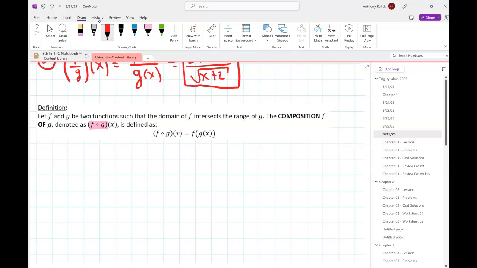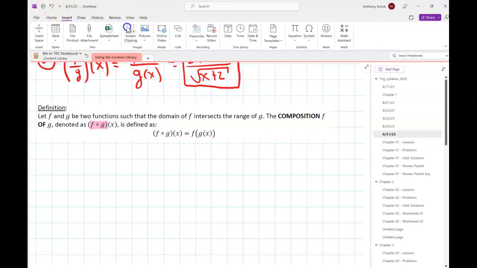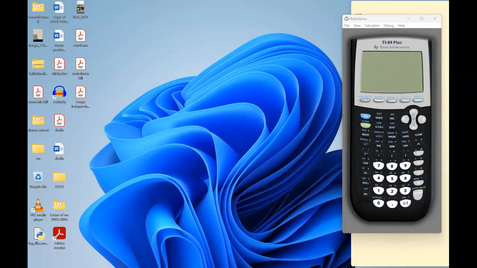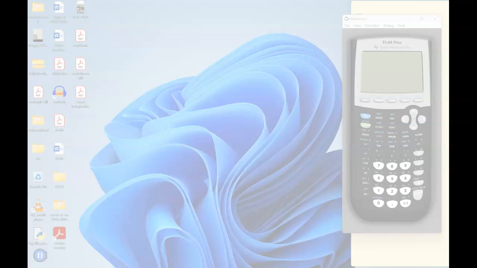Okay. So let's look at what's actually happening here. When we do this composition, it looks like I'm plugging the function g inside of f, right? That's what the definition looks like. Let's do some examples where we practice doing some compositions.